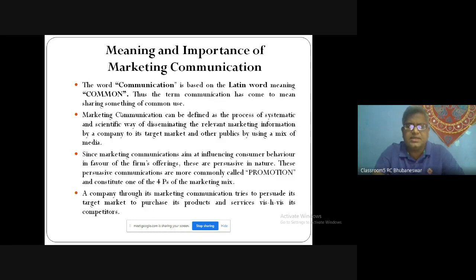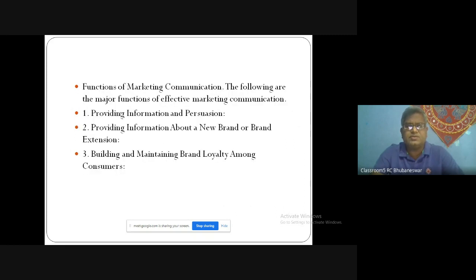I have already discussed this in previous classes. In the marketing mix, there are 4 P's: product, price, place, promotion. And in this connection, I want to say there are different functions of communication. One function is only providing information, or providing persuasion to purchase.